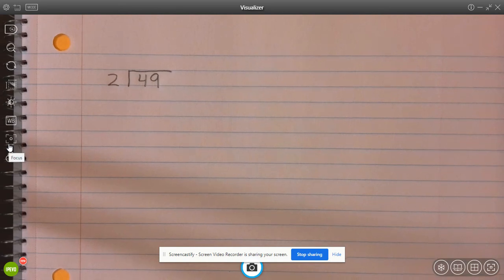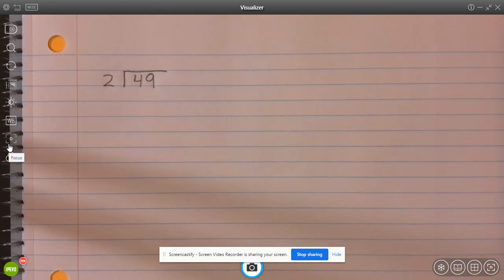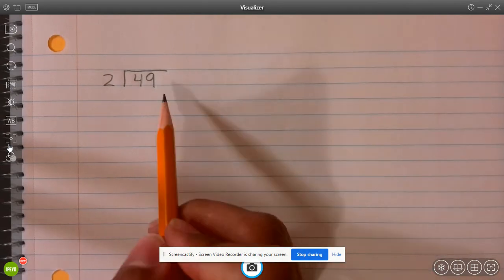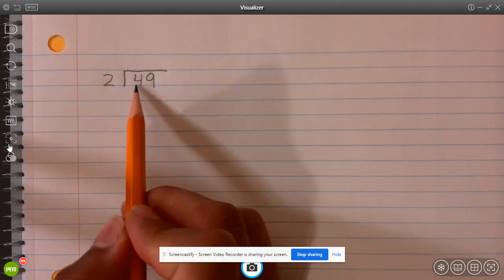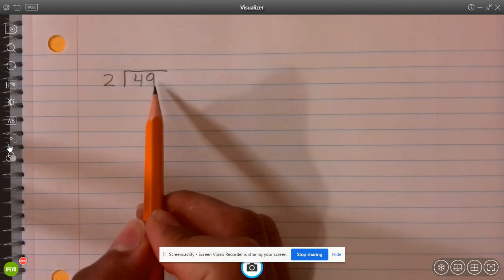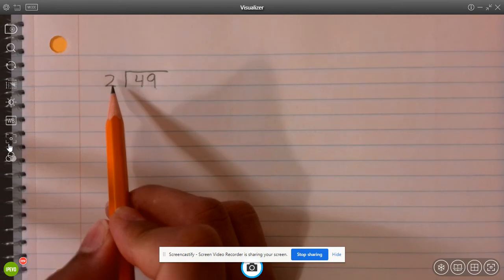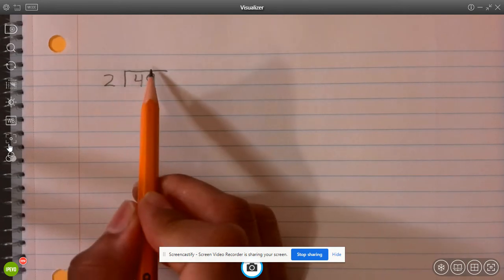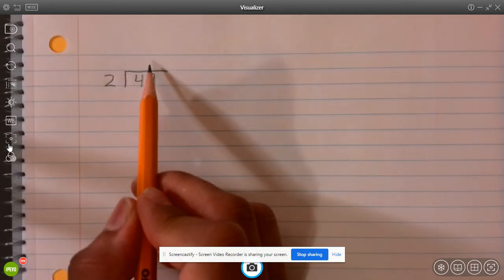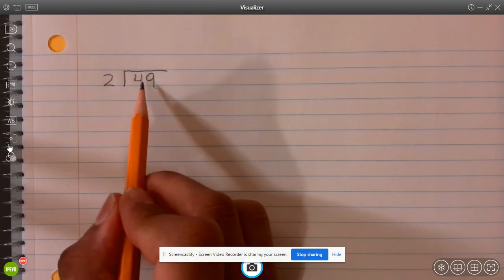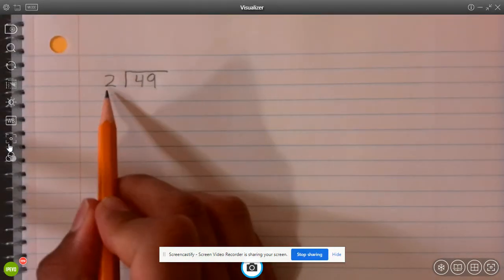Today we are going to review division with decimal quotients. Let's do this example together. Okay, let's review our vocabulary terms. The 49 is our dividend. The number 2 is our divisor. And our answer is our quotient. So we have the problem 49 divided by 2.